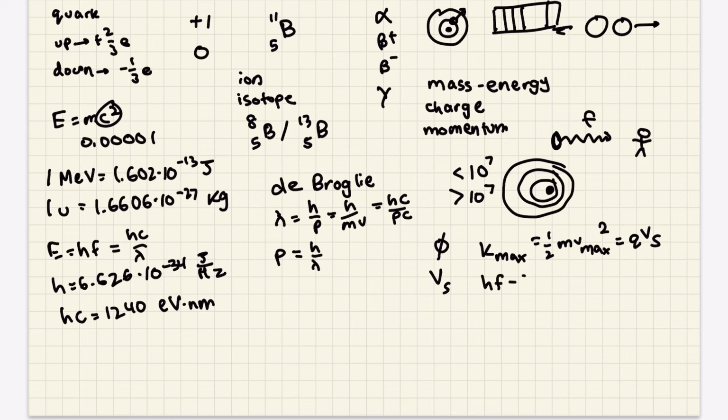Another formula, one on the equation sheet, is hf minus phi is equal to K max. All of these are types of energy. This is the energy required to remove electrons. This is the energy of a photon itself. And this is the maximum kinetic energy of a group of electrons that are being emitted. So what this is saying is that the maximum kinetic energy of a group of electrons emitted from a surface is equal to the energy of the photon that struck the surface of the metal minus the work function.